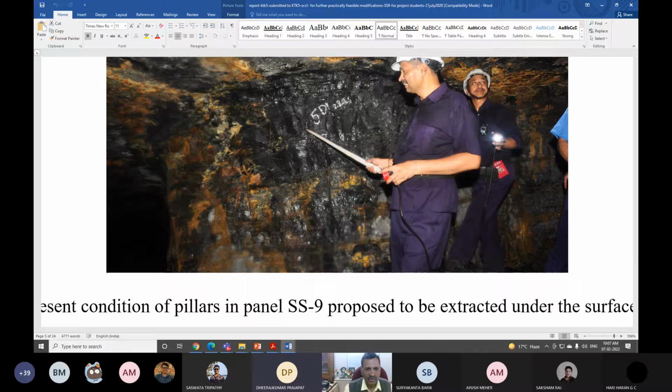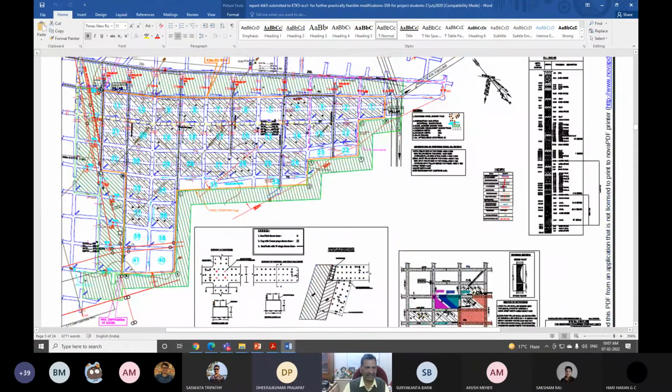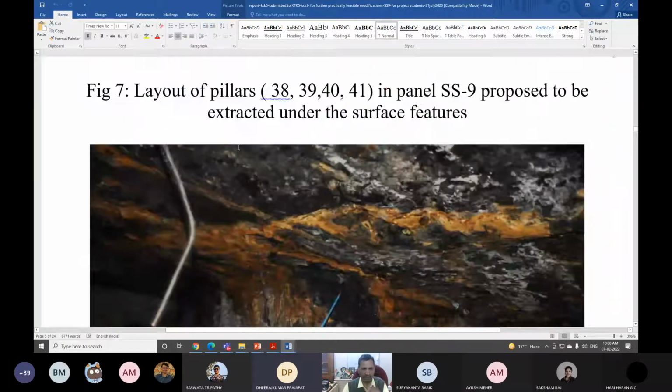Now a little more, to show a panel. This is the total panel, with these temporary stoppings. The air comes from your main headings, and intake air may be taken from here, and then from there the return will come. Wherever you are working, you should ventilate it, providing ventilation stoppings, temporary or permanent. This is the way we are supposed to do that.